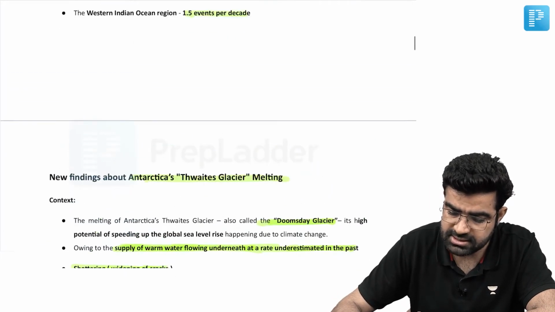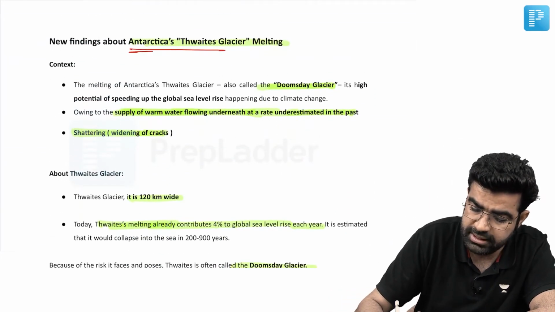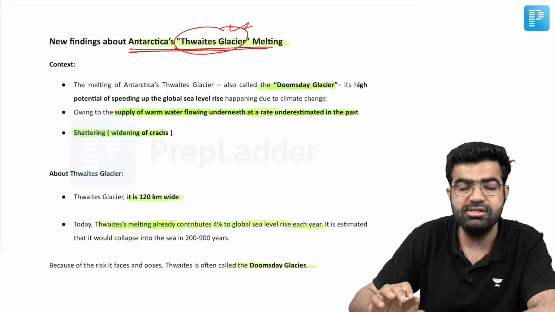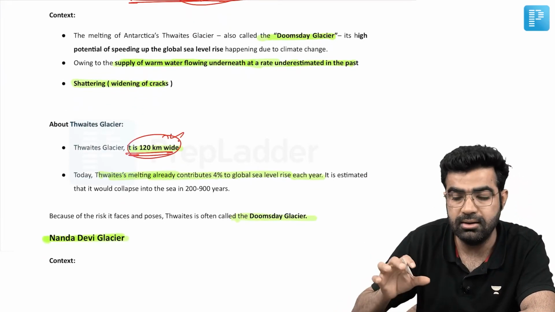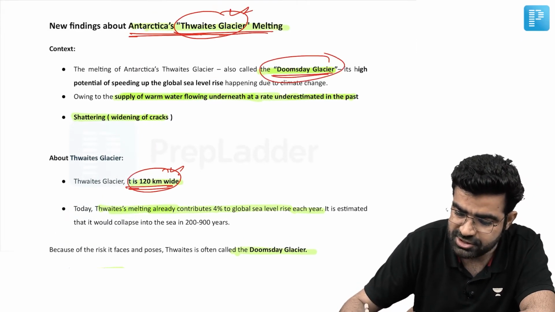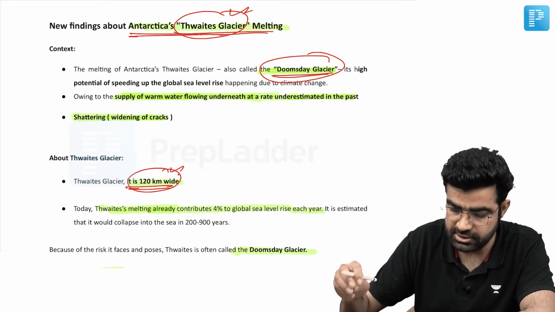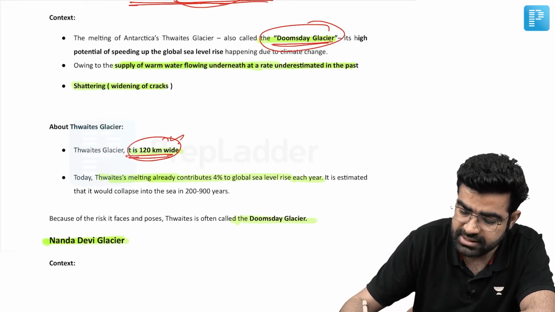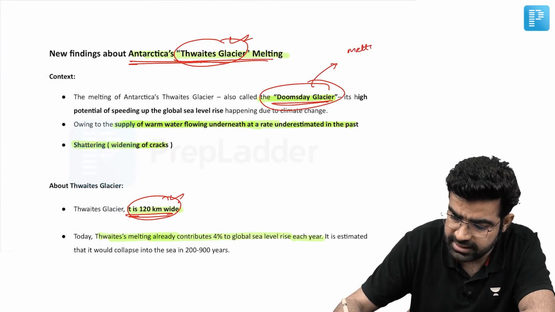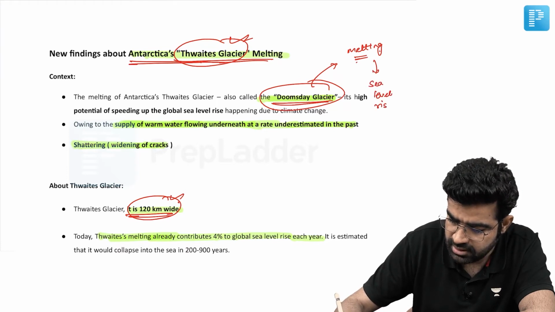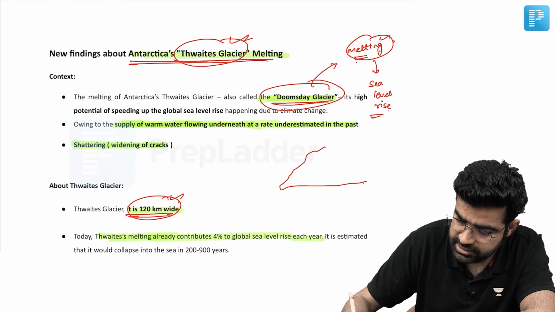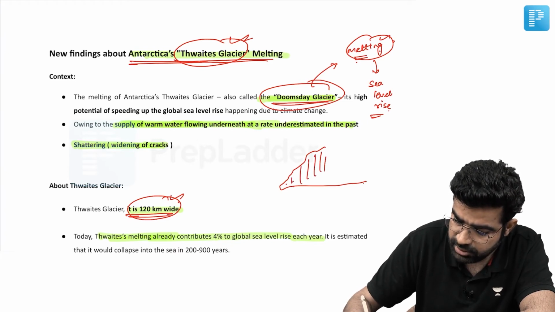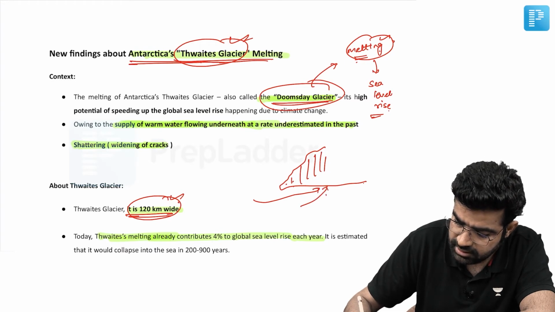Now the next thing, if we talk about the next news, is the new finding about Antarctica's Thwaites Glacier. This is one of the largest glaciers, and it is a 120-kilometer wide glacier. It is also known as the Doomsday Glacier because of its role in sea level rise. Nowadays it is getting melted, and this melting is responsible for sea level rise. So why is this melting going on? According to the study, melting is because of the warm undercurrent which is continuously melting the glacier.